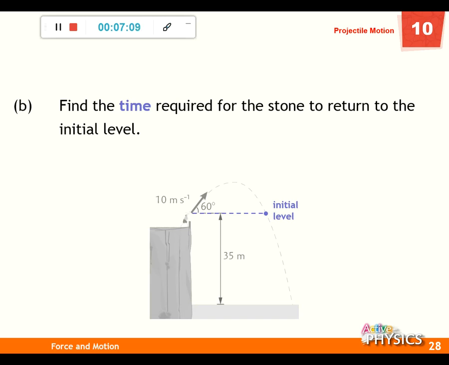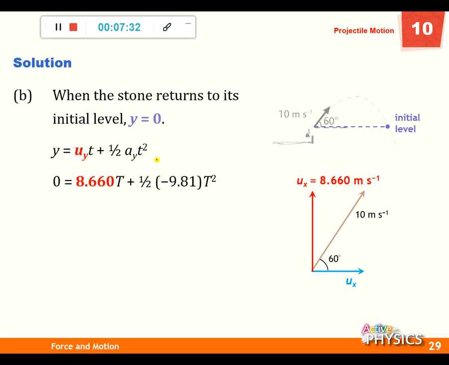Part B. For the time required for the stone to return to the initial level. Initial level means the trajectory, 投射線. This one, same level. Pay attention, same level means that y is 0. Okay? Then, this one, y is 0. Uy, you know it. But I don't know the time. Time will be the time of flight.